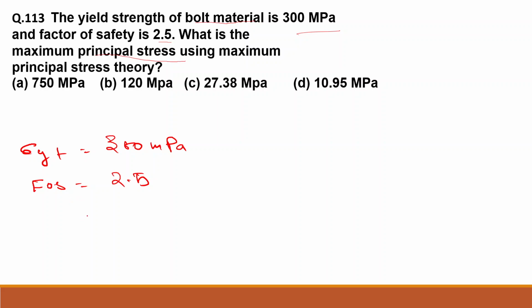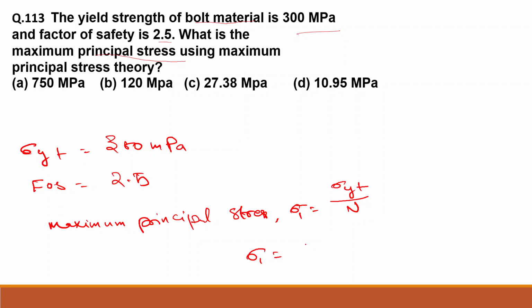Maximum principal stress, sigma 1, is equal to sigma yt upon n. So sigma 1 is equal to 300 megapascal upon 2.5, and by solving this one we get the answer 120 megapascal. 120 megapascal will be our right answer.